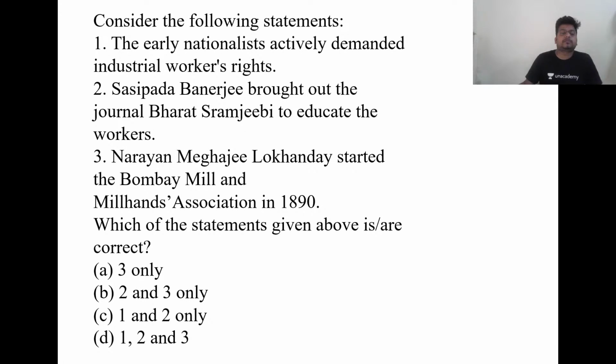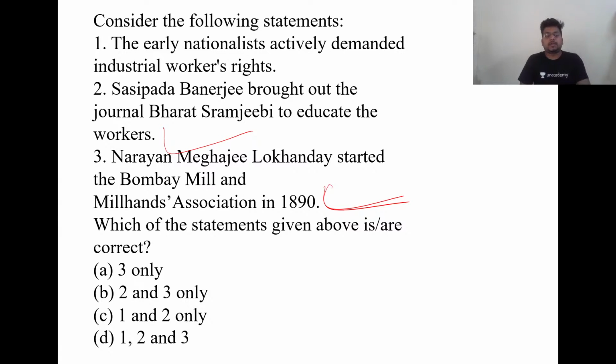Consider the following statements. The early nationalists actively demanded industrial workers' rights. Sasipada Banerjee brought out the journal Bharat Sramajibi to educate workers. Narayan Meghaji Lokhande started the Bombay Mill Hands Association in 1890. These two statements are correct. Bombay Mill Hands Association, 1890, by N.M. Lokhande. Remember N.M. Lokhande, 1890, Bombay Mill Hands Association.